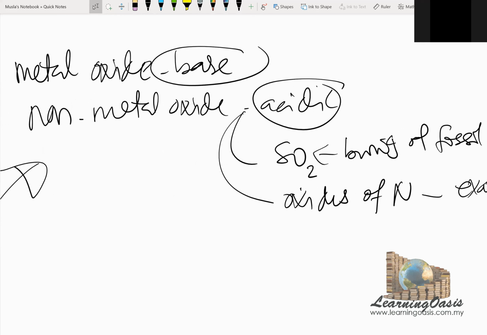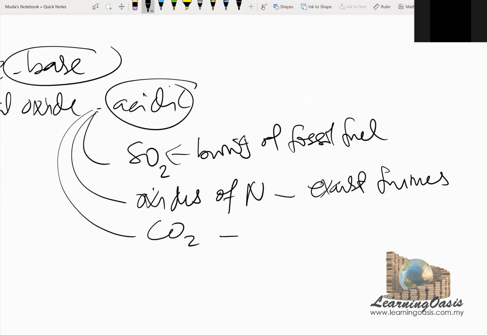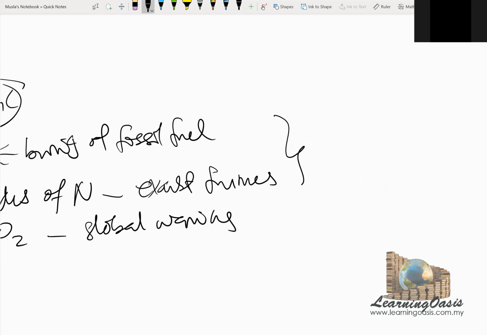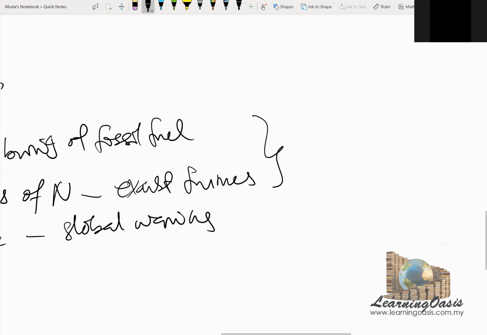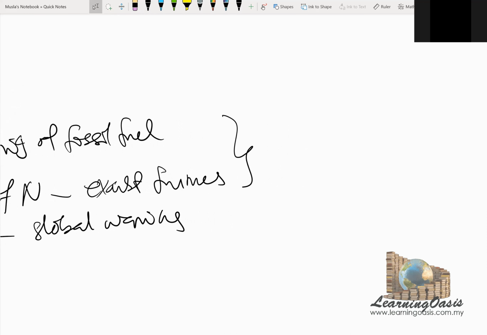Another non-metal oxide that is acidic is carbon dioxide. When you talk about carbon dioxide, you talk about global warming. When you talk about sulfur dioxide and oxides of nitrogen, how does it cause acid rain? They dissolve in water vapor, dissolve in rain to give you acid rain. So what is the effect of acid rain? It's corrosive. It corrodes buildings, right?